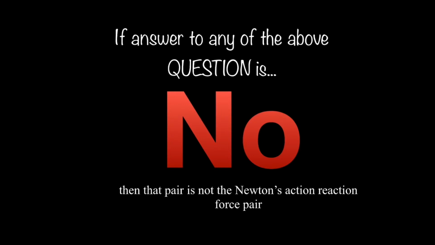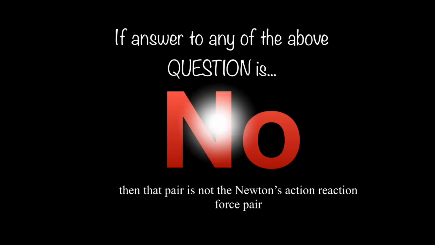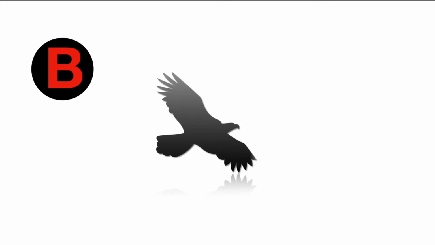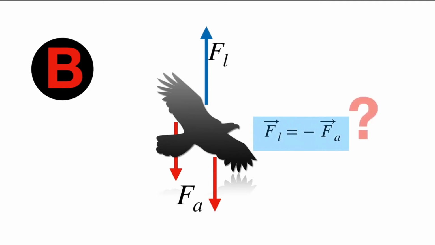Now, before going back to these examples, let's check out a few more cases. Case A. In a rocket launch, the rocket lift force is equal and opposite to the combustion exhaust force. Do you think these forces make a Newton's third law force pair? Case B. A bird flies upward because of the downward force on air by its wings. Can these equal and opposite forces be considered as a Newton's pair of forces?